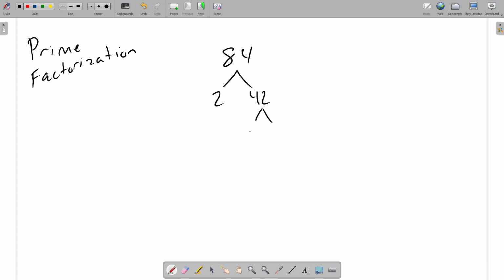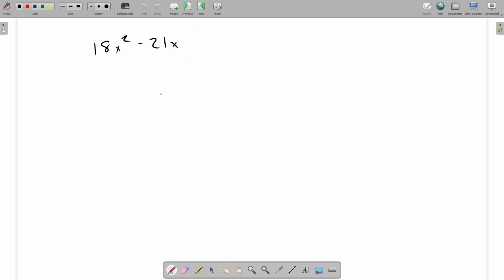42 can be 2 and 21. 21 can be 3 and 7. And now all of the ends of my branches, we'll call them, are prime numbers. So I could rewrite 84 as a product of all of these primes. I could rewrite it as 2 times 2 times 3 times 7, or I could simplify this even more and say it's 2 squared times 3 times 7. This idea and this skill is going to come in handy to factor out a greatest common factor from something like 18x squared minus 21x.